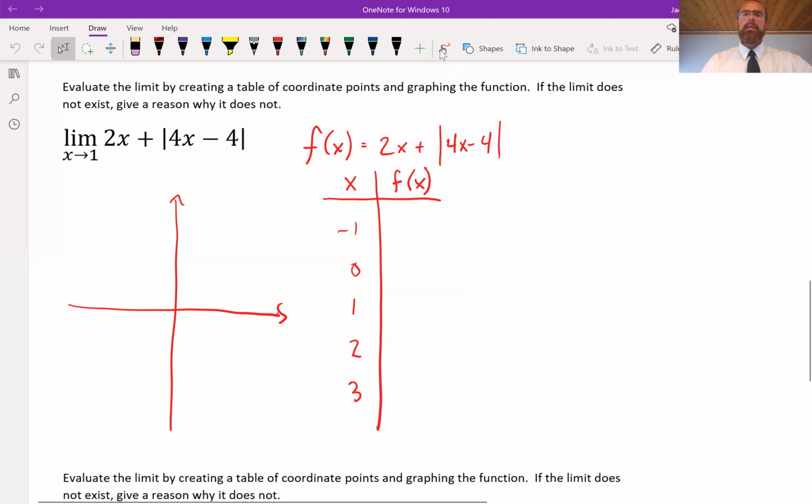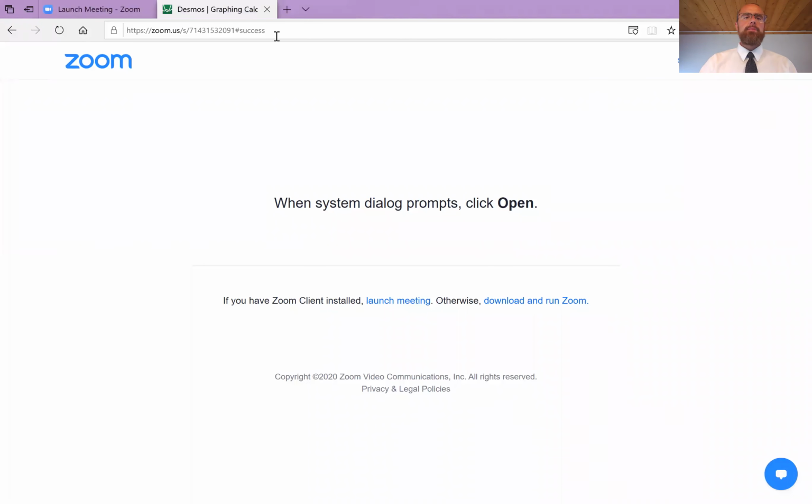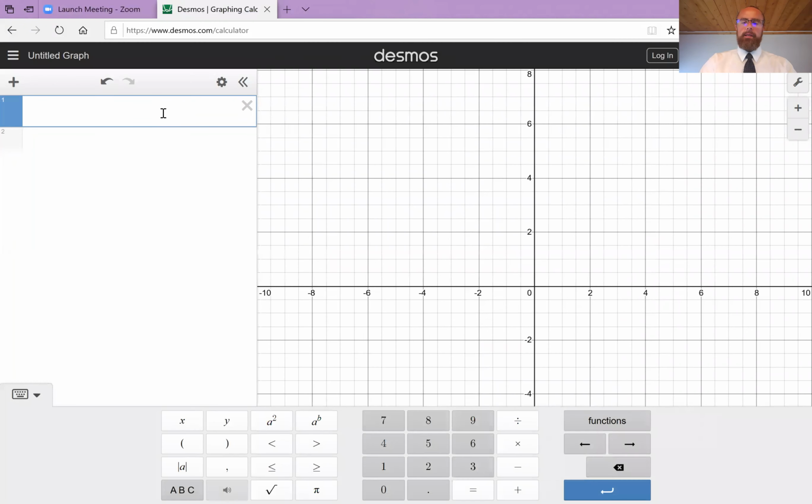In fact, for this one, let's head over to the calculator to just reiterate that as one of the tools in our wheelhouse. So I'm going to head to desmos.com. And just like we wrote that function, I'm going to type it in. F of x equals 2x plus, and then absolute value. We had used the typing command before.